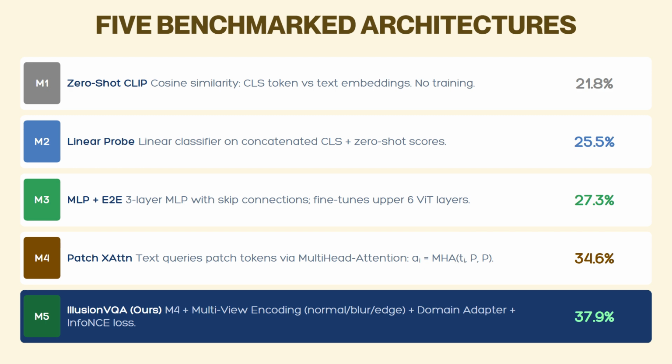M4 is the critical architectural change. Instead of the CLS token, we use all 49 patch tokens and allow each answer text embedding to query them via multi-head cross-attention. This gives us a plus 7.3%. Last is our full model, IllusionVQA. It extends M4 with multi-view encoding across normal, blurred, and edge-emphasized image views, and a bottleneck domain adapter. Together, this adds another 3.3%, reaching 37.88%.